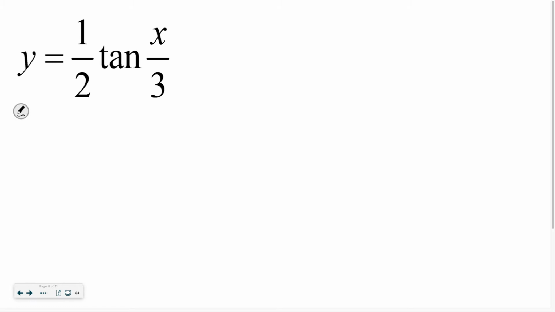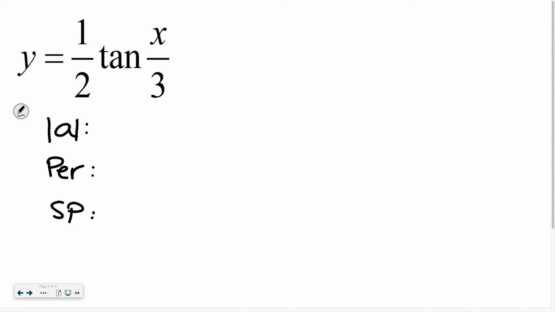I still kind of want to find those three things that I used to find. The big difference with tangent is I'm not going to call it an amplitude. So I'm just going to find A, or like the absolute value of A, I suppose. I'm going to find a period, and I'm going to find the starting point, because I still need those things for my frame.